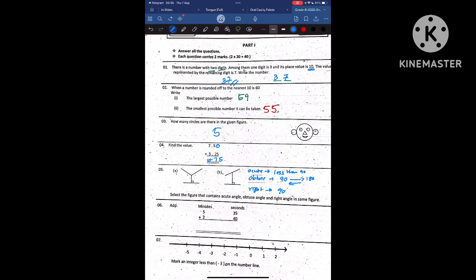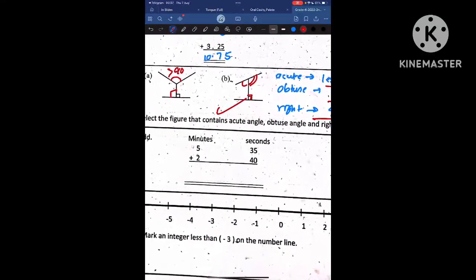Any angle that is less than 90. Now this one, when we see, we can find it is more than 90. This is 90. Well, this one is less than 90. This one is more than 90. And there is 90 also. Less than 90 is there, more than 90 is there, and 90 is there. So this is the answer, B.